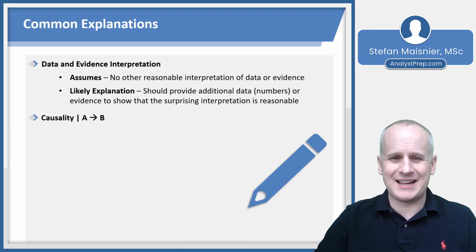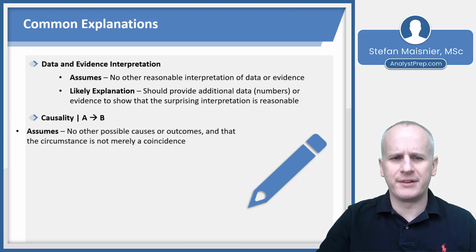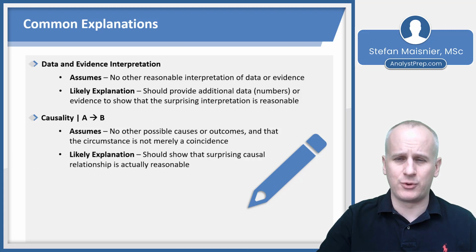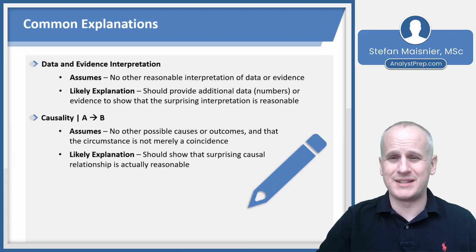You'll have a causality. Of course, we're saying that A may cause B to happen. That may be something like an assumption where no other possible causes or outcomes are possible, and that the circumstance is not merely a coincidence. But if we're trying to explain something that seems somewhat coincidental or otherwise unreasonable, you want to show that the surprising causal relationship is actually reasonable somehow through your explanation.